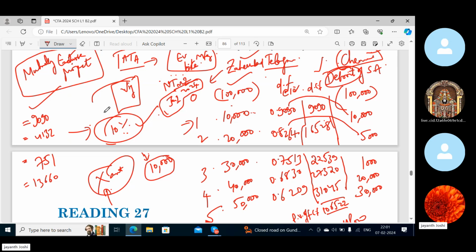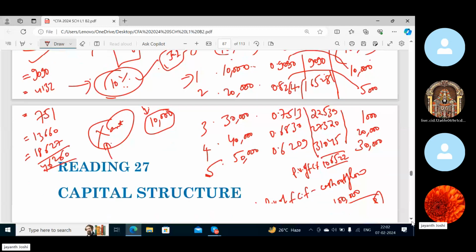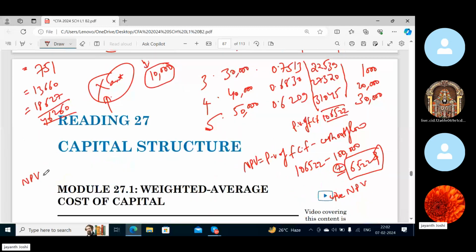Just add all these cash flows. We are getting 46,260. So NPV: present value of cash inflows is 46,260 and what we have invested is 100,000. So you are getting a negative NPV of 53,740. Negative value, and you have to reject this project because you can only take positive NPV projects. So this is the concept of NPV.